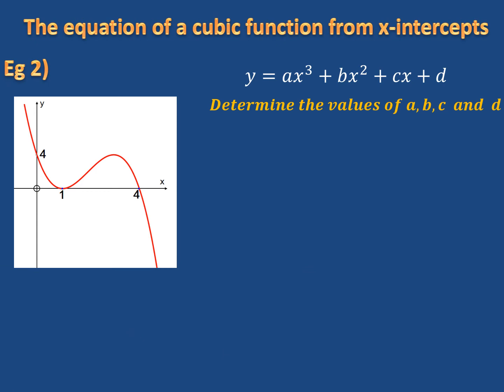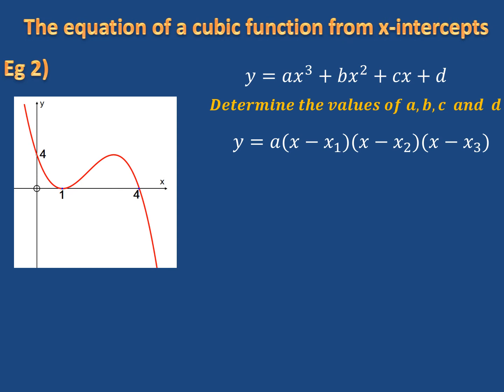In the second example, I've got an x-intercept at 1 and an x-intercept at 4, so I'm only given 2 x-intercepts. We still need to use the equation for x-intercepts though. Where do I get the third bracket?